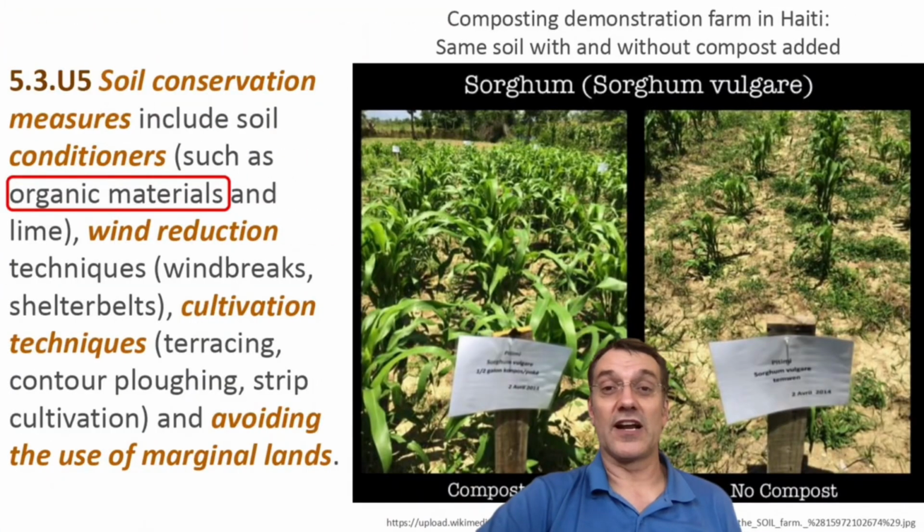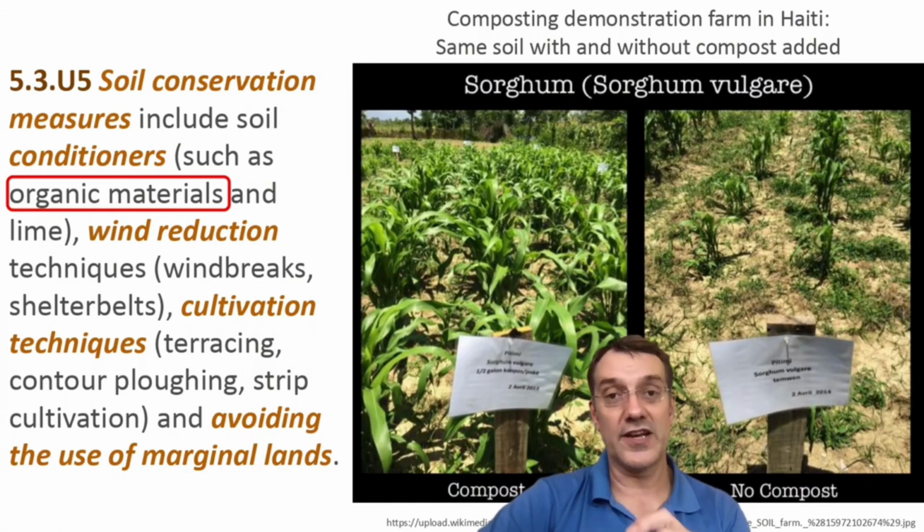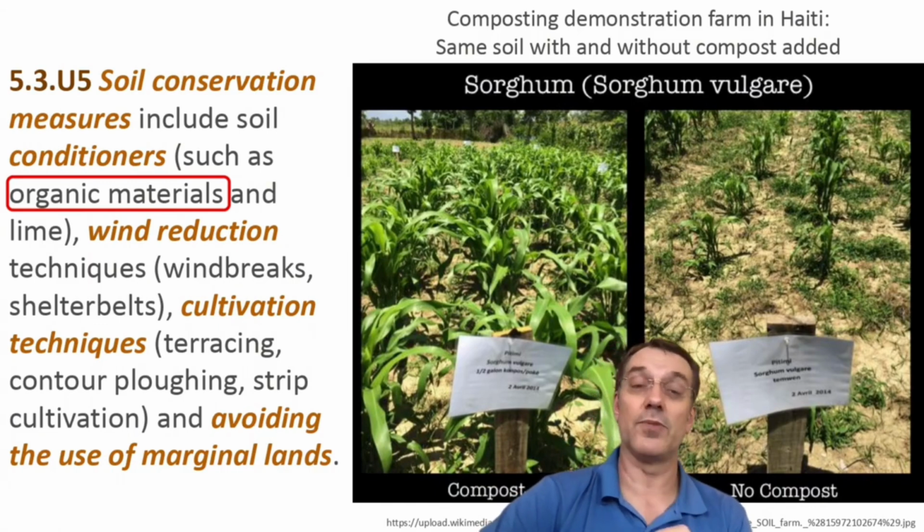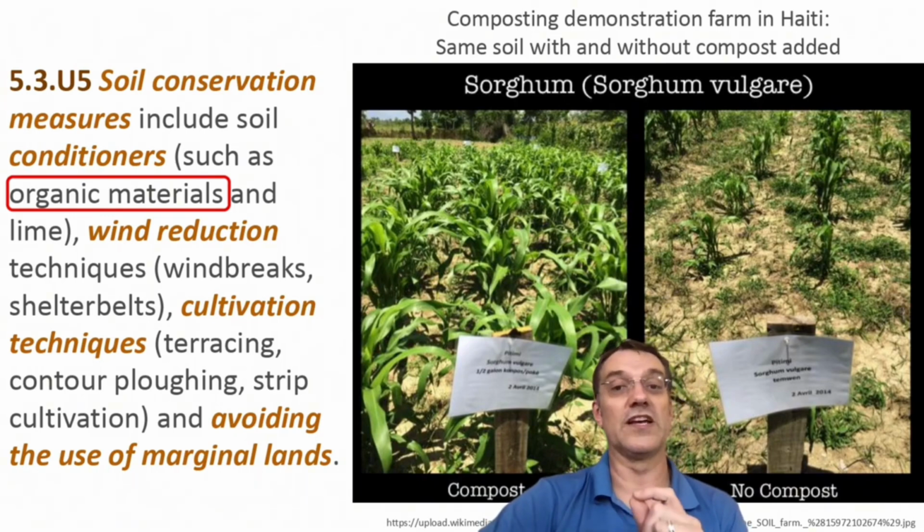So far, we've looked at a lot of problems. Now let's take a look at solutions. So we're going to talk about soil conservation measures. Soil conditioners, particularly organic materials like compost, play a really important role in maintaining soil health. This image from Haiti shows the dramatic difference that adding organic matter can make to soil productivity.